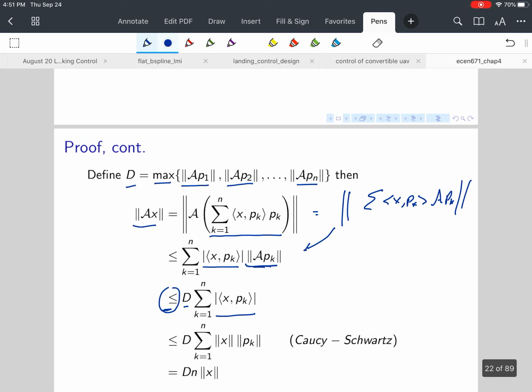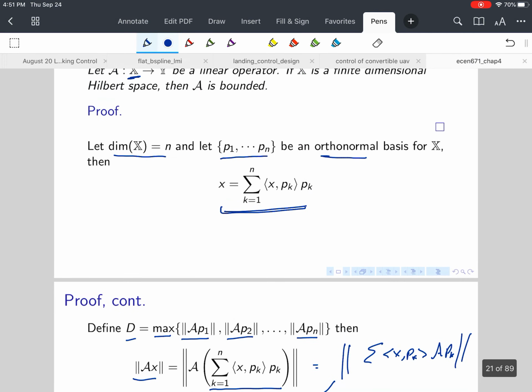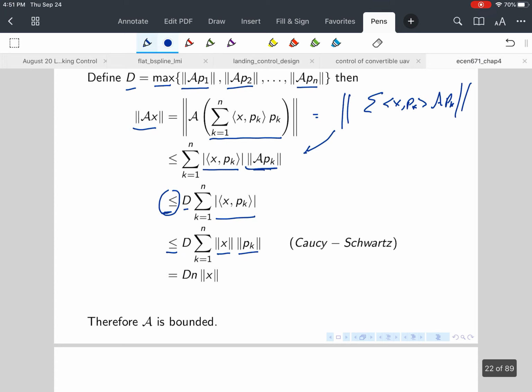And then you remember from Cauchy-Schwarz, the absolute value of the inner product of x with Pk is less than or equal to the norm of x times the norm of Pk. And remember, the Pk form an orthonormal basis, so the norm of Pk is equal to 1. And so this is equal to d, and then we sum n times, so d times n times the norm of x. So we know that the norm of A operating on x is less than or equal to d n times the norm of x.